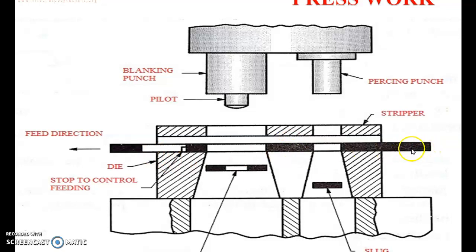So when the worker puts the strip in between the entry point and the middle point, and the stroke takes place, due to this punch the ear cutting operation is performed, because this piece is to go through the lower side. Next, what the worker needs to do is move this strip to the next station, from station 1 to station 2.